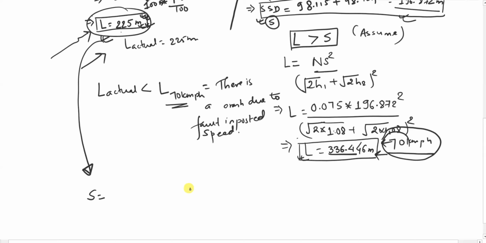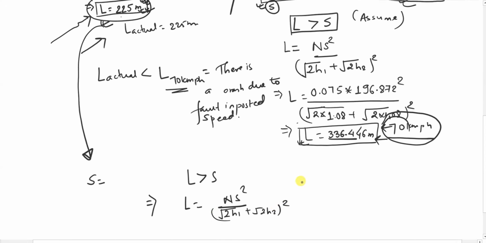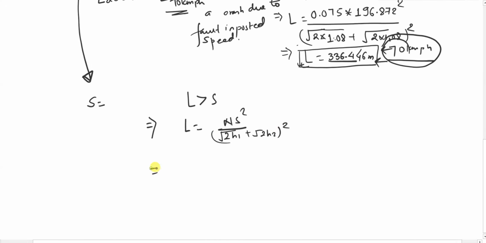So now you assume again the length of the curve is greater than the sight distance, right? So you assume this L is given as N S square divided by 2 root h1 plus 2 root h2, so this is the whole square part. So you can do this, right? So what is the length of this curve? The length of the curve actual is 225 meter.